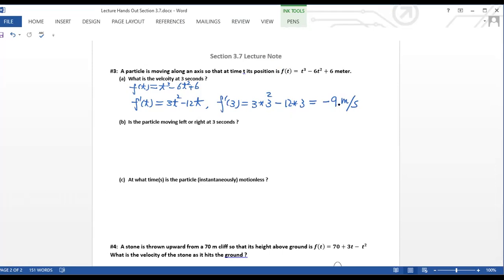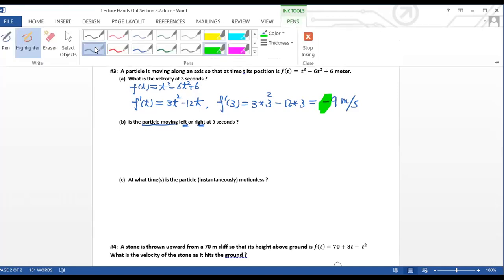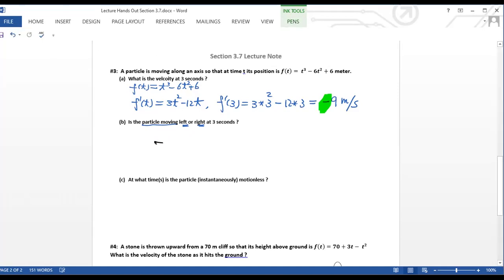So what does that mean? That's what part B asks: is the particle moving left or right at 3 seconds? Because this is negative, I know my particle is moving left at 3 seconds, because f prime of 3 is equal to negative 9 meters per second.